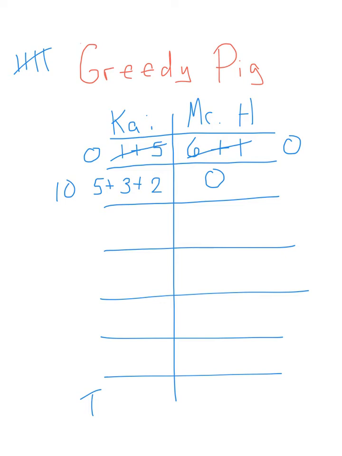So now it's Kai's turn. He rolled a 5. Ooh. He rolled a 6. I'll stop. He's stopping again. There's no 1 there, so this whole round counts. So we got 11 in this round.